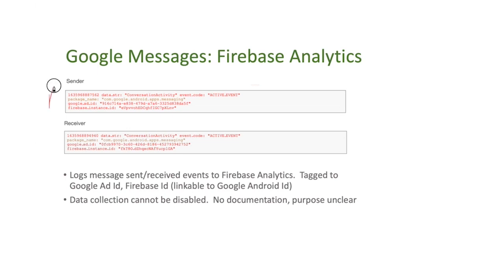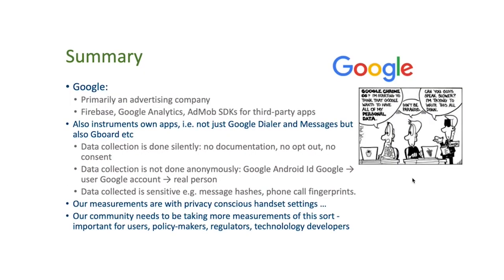Firebase logs the event of a message being sent and a message being received, and links it to the advertising ID and this Firebase ID. Again, can't be disabled, no documentation. And now a dialer is much the same. I could go through the dialer, but essentially the level of logging is very similar.